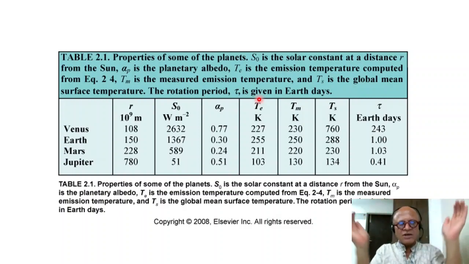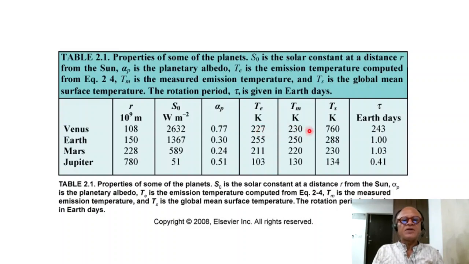So there is energy that is going out from the top of the atmosphere, and there is temperature at the surface. So surface temperature is 288 Kelvin. Why is this different? Because of the greenhouse effect. So look at the greenhouse effect here. Its emission temperature is 227.